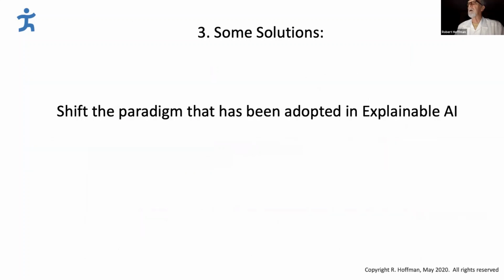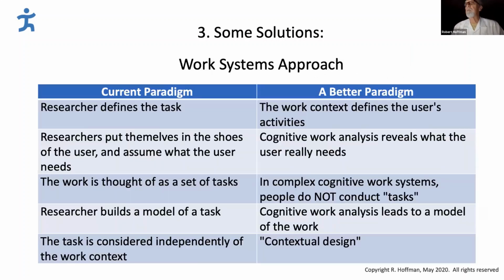Let's see. Okay, some solutions. I and others have been advocating for a shift in the paradigm that's been adopted in the explainable AI research. The current paradigm, the researcher defines the task, whether it's a search task or whatever. The researchers put themselves in the shoes of the user and assume what the user needs. The work is thought of as a set of tasks. The researcher builds a model of the task, and the task is considered independently of the work context.